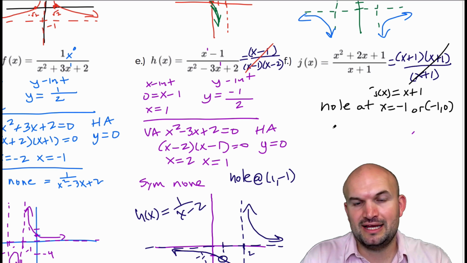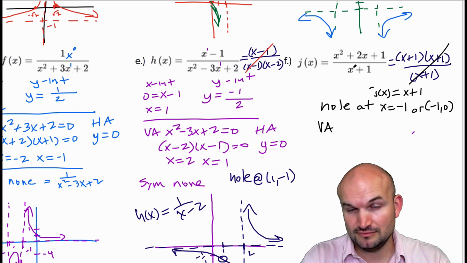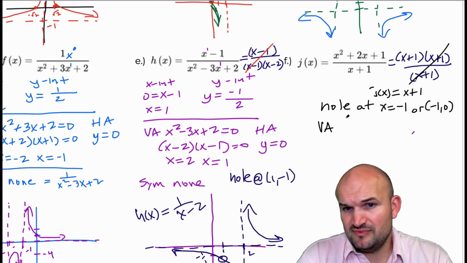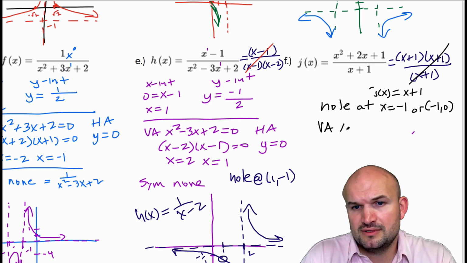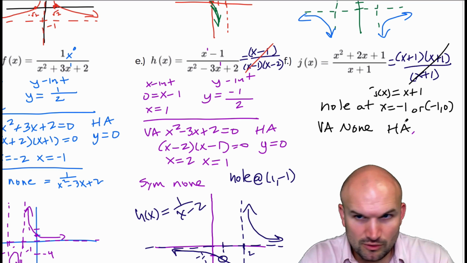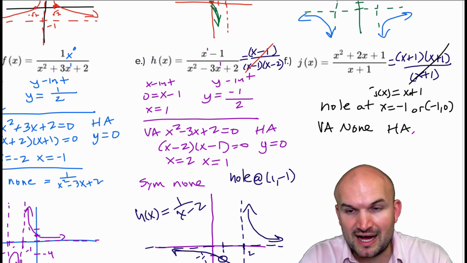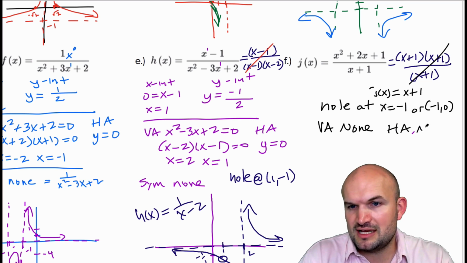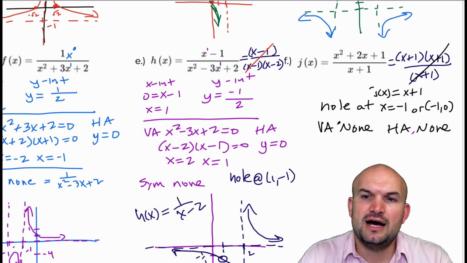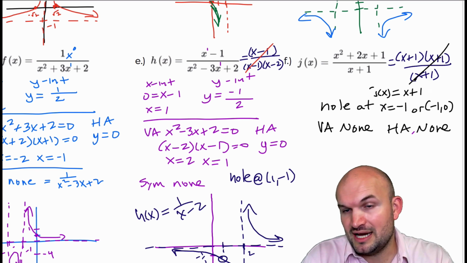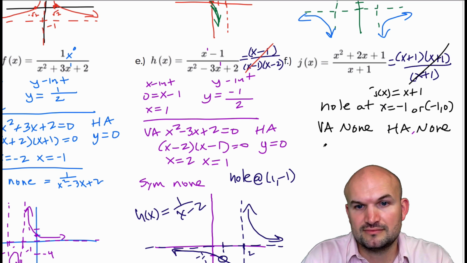So vertical asymptotes: as this gets simplified, there are no vertical asymptotes, because it's just a hole at my discontinuity. Horizontal asymptotes, there are no horizontal asymptotes. When this gets simplified, you can see it's just a line, so that's none. Symmetry, you can see this is a linear line, so there's going to be no symmetry.